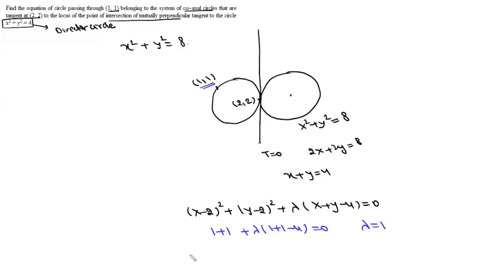Now if we put lambda as 1, we can write this equation as x square plus y square, and this is minus 4x plus x. So there will be minus 3x, and in the same way minus 3y, and this is 4 plus 4, 8. 8 minus 4 is 4. So the equation of this circle will be x square plus y square minus 3x minus 3y plus 4 equals 0.